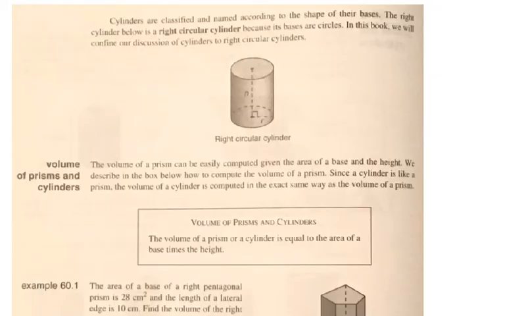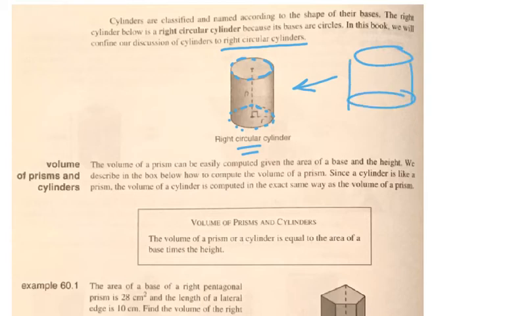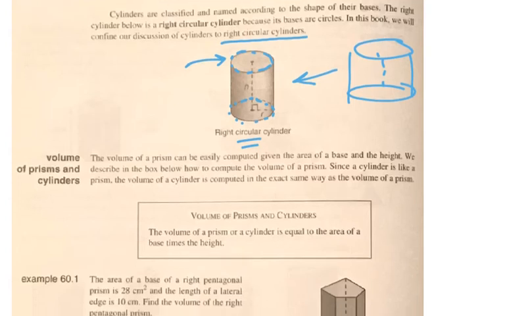So moving on with the lesson, cylinders are classified and named according to the shape of their bases, just like prisms were. And the right cylinder that you see here in this picture is a right circular cylinder. Again, we name it, that circular part is because there's a circle for each of those bases. In this book, we're going to limit our discussion of cylinders to right circular cylinders. So they won't be doing oval cylinders in this text. They're going to focus on ones that have a perfect circle at the top and bottom, and that'll make it a lot clearer and easier to work with, actually.